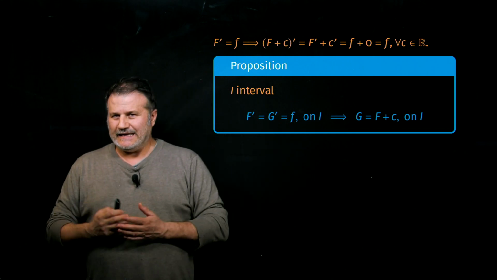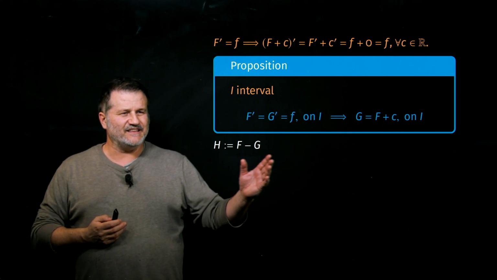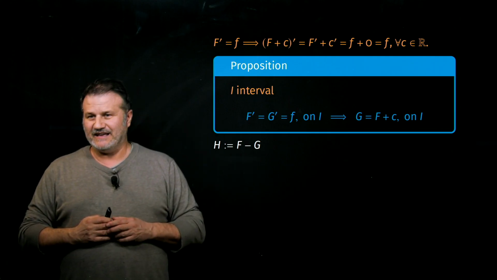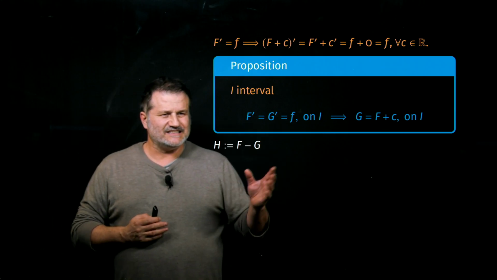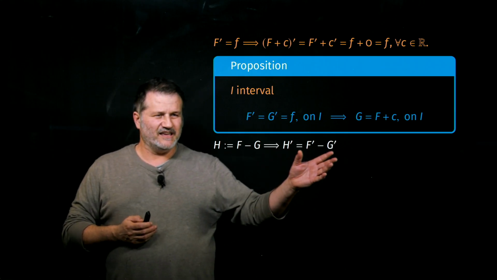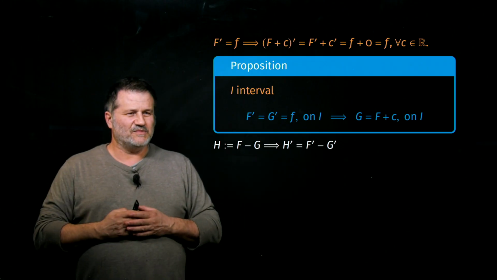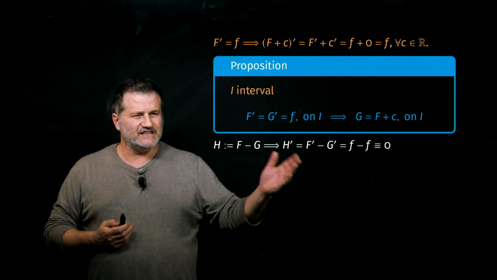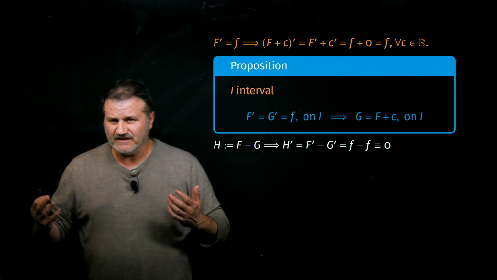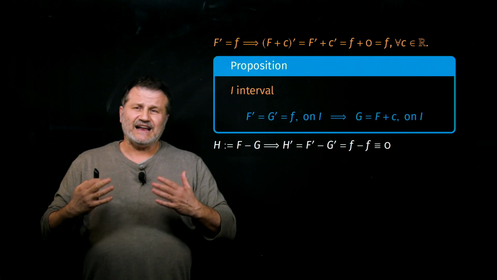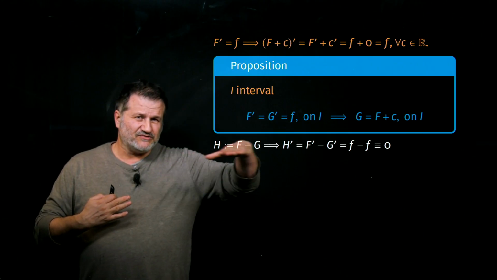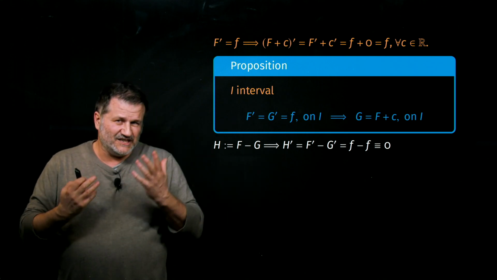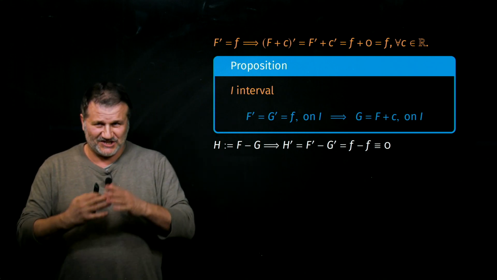Now, this is easily explained, because if we take the difference between the two primitives, capital F and capital G, we call it capital H. We notice that the derivative of capital H is just the difference between the derivative of F and the derivative of G. They are both equal to little f, so the derivative of capital H is constantly 0. Geometrically, this means that the tangent to the graph of H is constantly horizontal. So this intuitively means that the function H is constant.